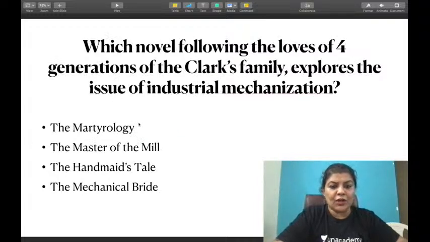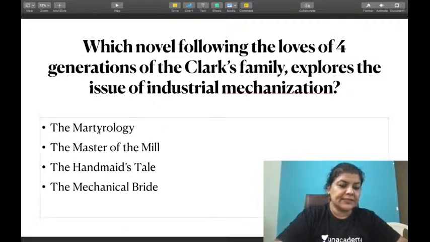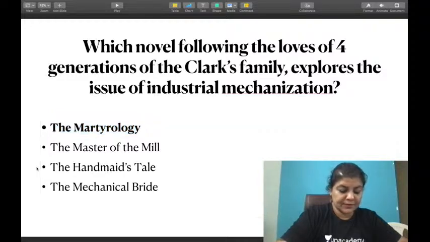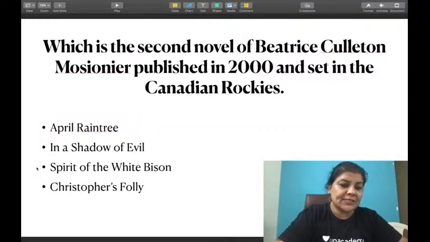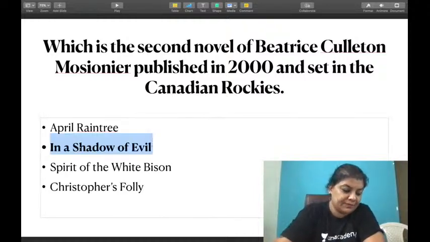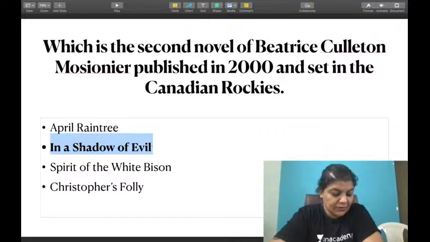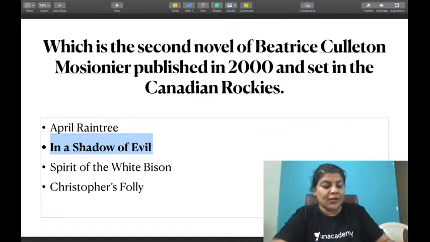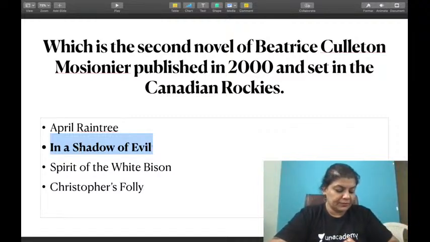Then, which of the following novels follows the love of 4 generations of the Clark family? Then, which is the second novel of Beatrice Culleton? Important, Beatrice Culleton. First novel is April Raintree. Which is the second novel? In Search of April Raintree... In a Shadow of Evil. Next question.